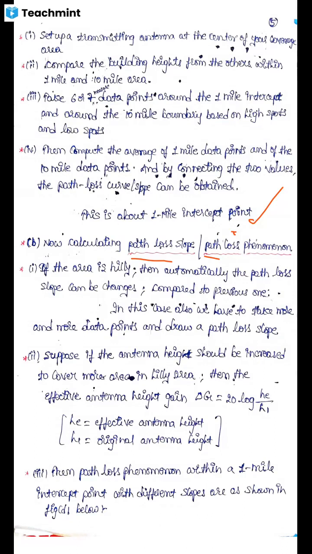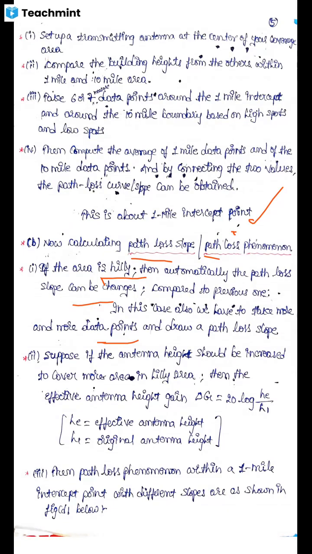So coming to the path loss phenomena, see here carefully. Suppose the area is hilly, then automatically the path loss slope changes, because due to hilly areas the high spot areas and low spot areas change, and the signal strength changes. Here also you will take the data points to draw the path loss slope.